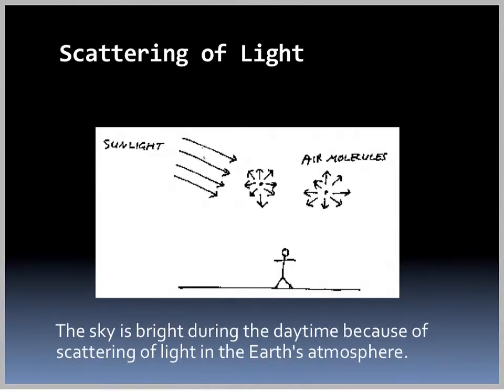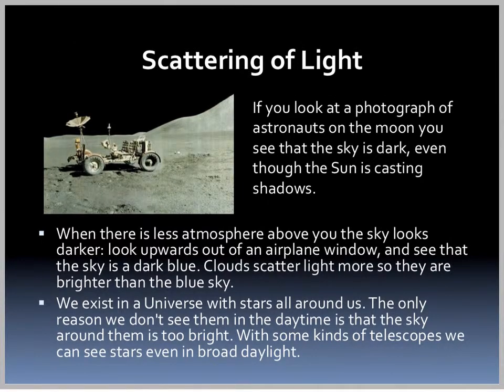The sky is bright during the daytime because light is scattered in the Earth's atmosphere. Actually, air molecules here are very good at scattering blue light. They'll let the reds and yellows go on through, but the blue light from the sun that strikes them is absorbed and re-emitted in all different directions. So when we look up at the sky, what we see is blue from the blue light being scattered by the air molecules. Now if we look at a photograph of the astronauts on the moon, we see that the sky is dark, even though the sun is out and casting a shadow here.